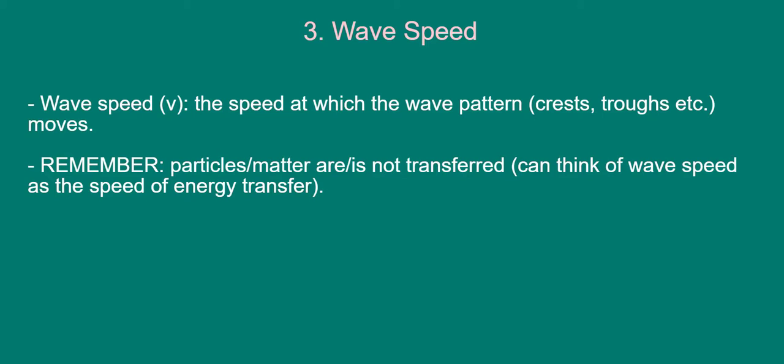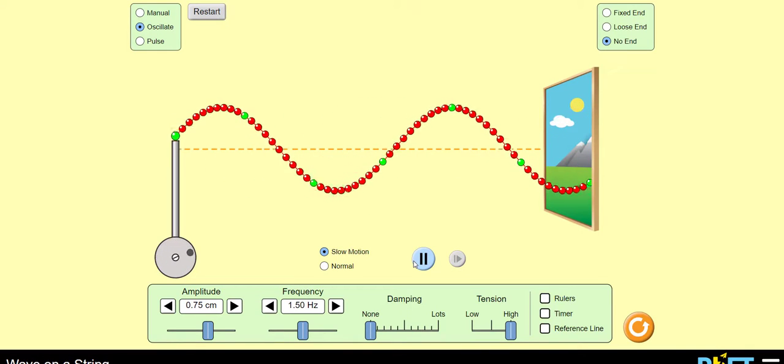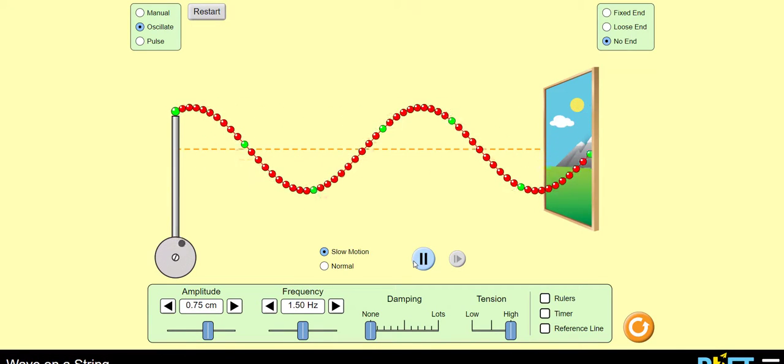Let me also reiterate a point I made in the first video in the waves playlist. When we talk of the wave pattern shifting, say, to the right, it's important to remember that particles or matter do not transfer to the right themselves. However, it is true to say that we can think of the wave speed as the speed at which the energy transfers. And this concept of transfer of energy is something I discussed in the very first video in the playlist. Before we derive and discuss the wave equation, let me stress an important point.